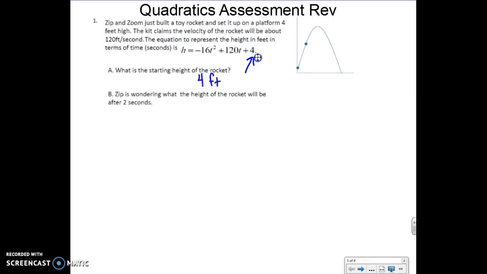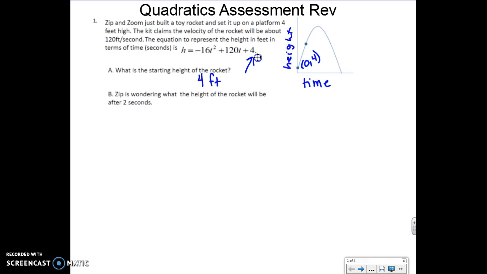And I'm going to label that on the graph. Since my time is 0 and it is a y-intercept, it's going to be 0, 4. I'm going to go ahead and label also my axes, since I'm going to have to do that. So the x-axis is time, and the y-axis is height.